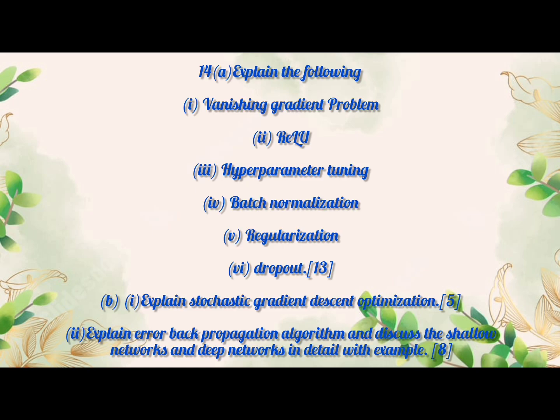14. a. Explain the following. Vanishing gradient problem. Hyperparameter tuning. Batch normalization. Regularization. Dropout. Explain stochastic gradient descent optimization. Or b. Explain error backpropagation algorithm and discuss the shallow networks and deep networks in detail with example.